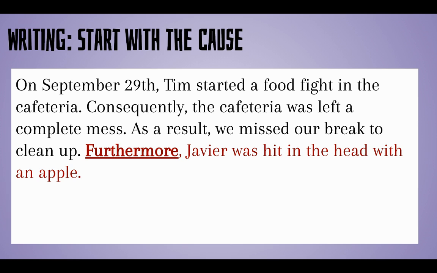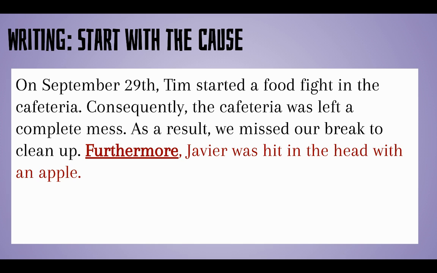This gives me this paragraph. On September 29th, Tim started a food fight in the cafeteria. Consequently, the cafeteria was left a complete mess. As a result, we missed our break to clean up. Furthermore, Javier was hit in the head with an apple. Remembering that your transition words signal to your reader the relationships between your sentences, I use furthermore here to show that it's related to my cause, but not the other effects that are in front of it.